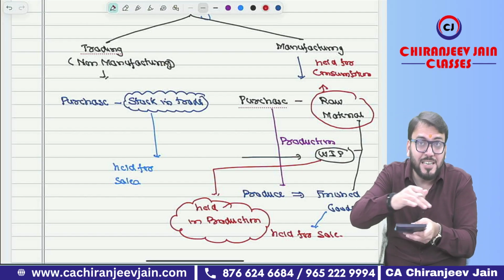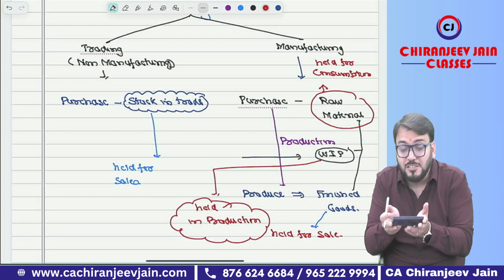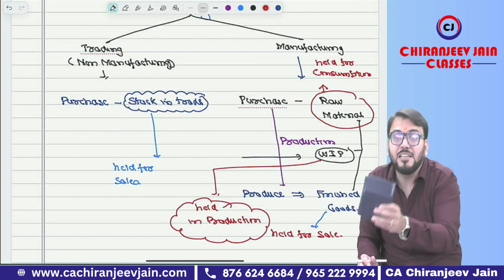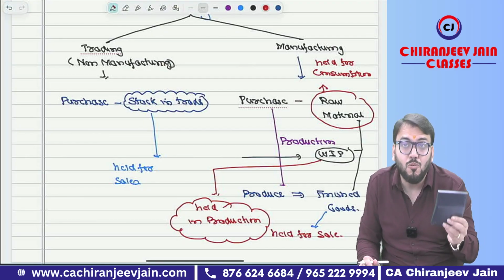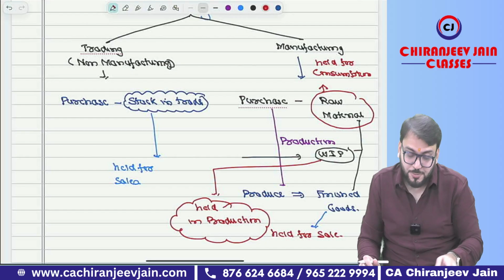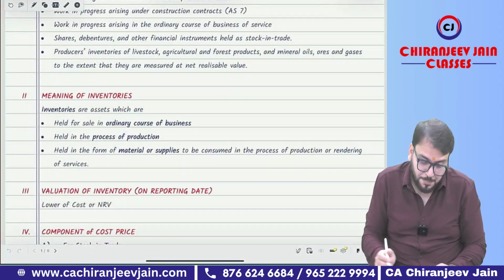Then you start converting it. You will start the production process. Now, once the production is completed, the calculator is produced. This calculator becomes a finished good, that is held for sale. Held for sale. Got this point? Yes, sir. Now let's come to the definition. You can see the meaning of inventory.